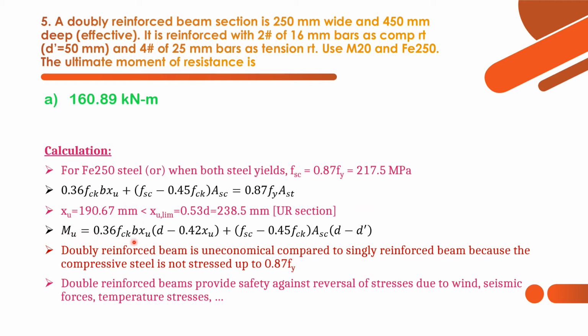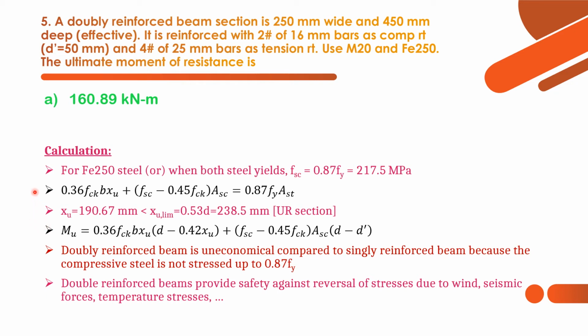So 0.36 FCK B XU into the lever arm distance, that is d minus 0.416 XU or 0.42 XU, plus the compression steel part, the FSC minus 0.45 FCK into ASC into d minus d dash, which is the lever arm distance for compression steel. So simply substitute all the values so that we can get the Mu value as 160.89 kilonewton meter. So these are the basic formulas and basic things regarding doubly reinforced section.